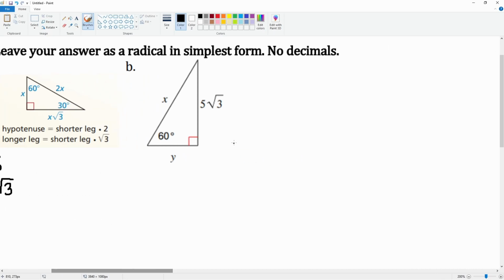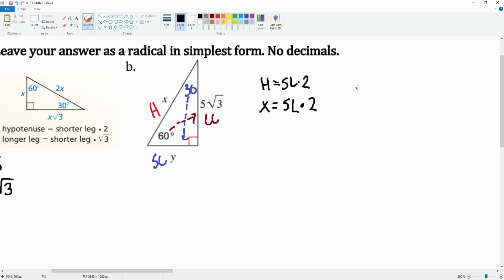All right, now let's do this one. Let's label it. So my 60 here is going to give me my long leg. Opposite to my 30 is going to get me my short leg, and opposite to that 90 should get me the hypotenuse. My equation is hypotenuse is equal to short leg times 2. And let's plug in the values. Hypotenuse is x. Do I have a short leg? No, y times 2. I have two variables, can't do anything here.